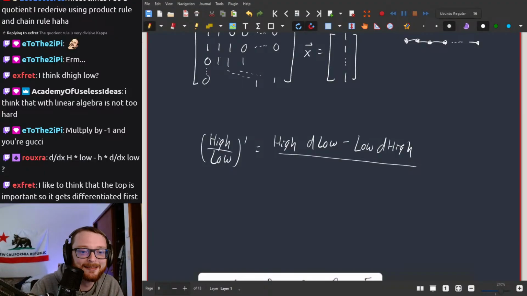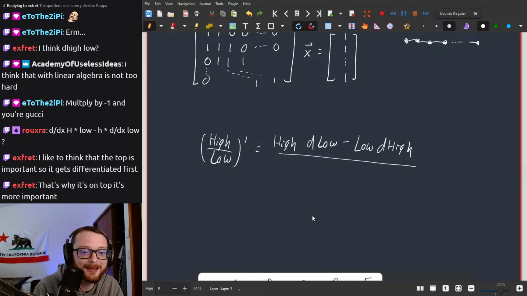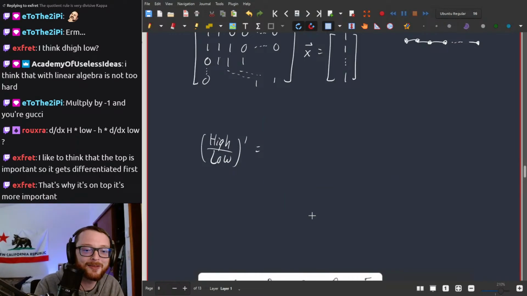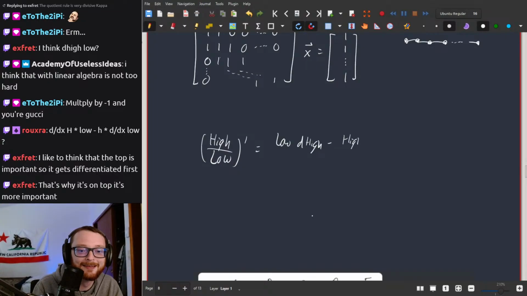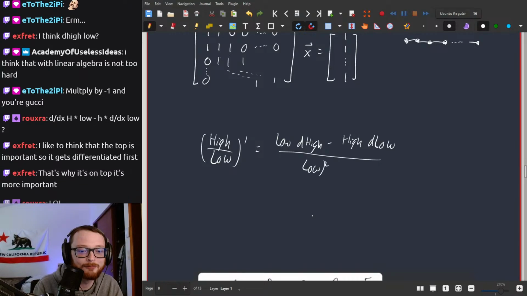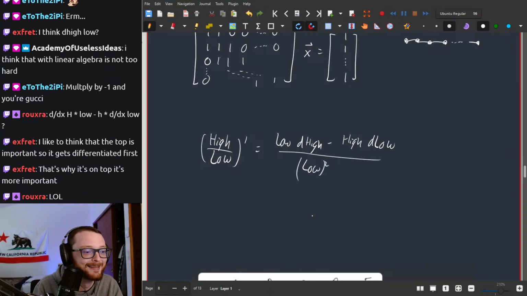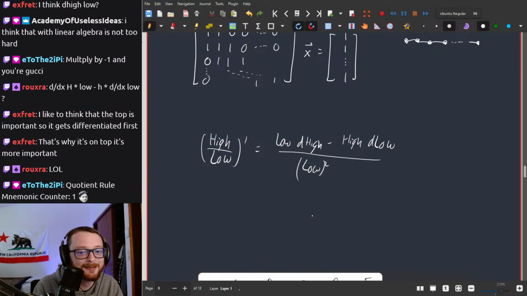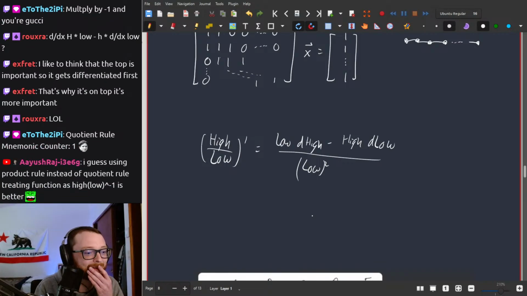Low d high. Low d high. Dang it. I got it backwards. Low d high minus high d low. Okay, that's the first time I've ever messed up that mnemonic though. And of course it's the one time where I'm trying to teach someone how to do the quotient rule. And then the low square, you just have to remember that, I don't have the trick for that. Yeah, Roxor, the way that you wrote it is good too. Quotient rule mnemonic count of 1. True.